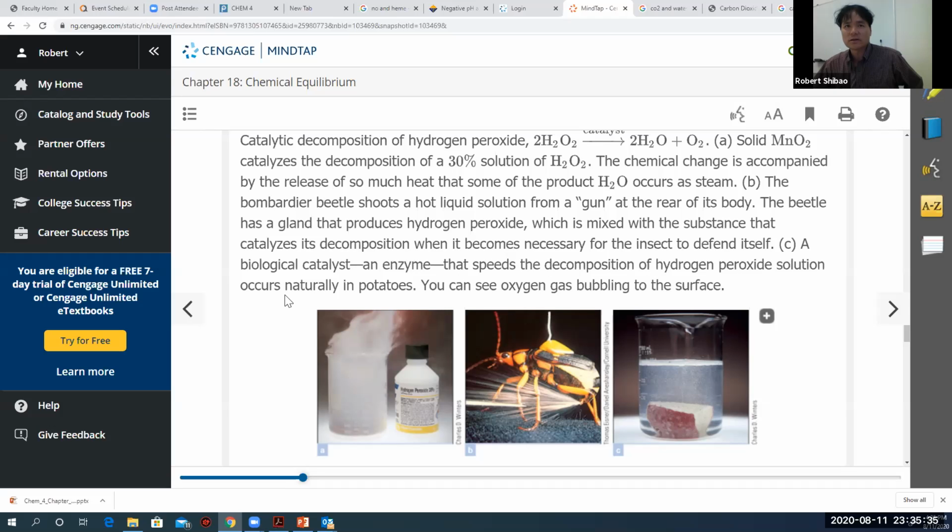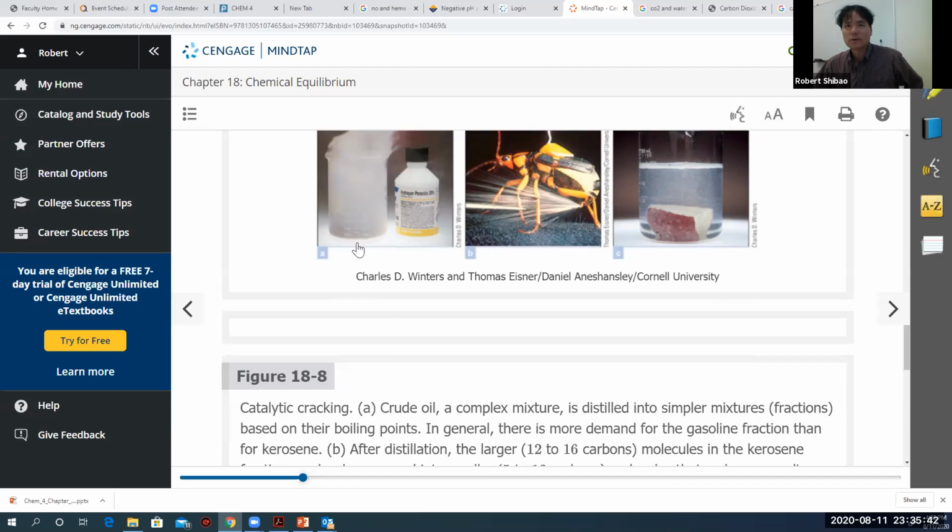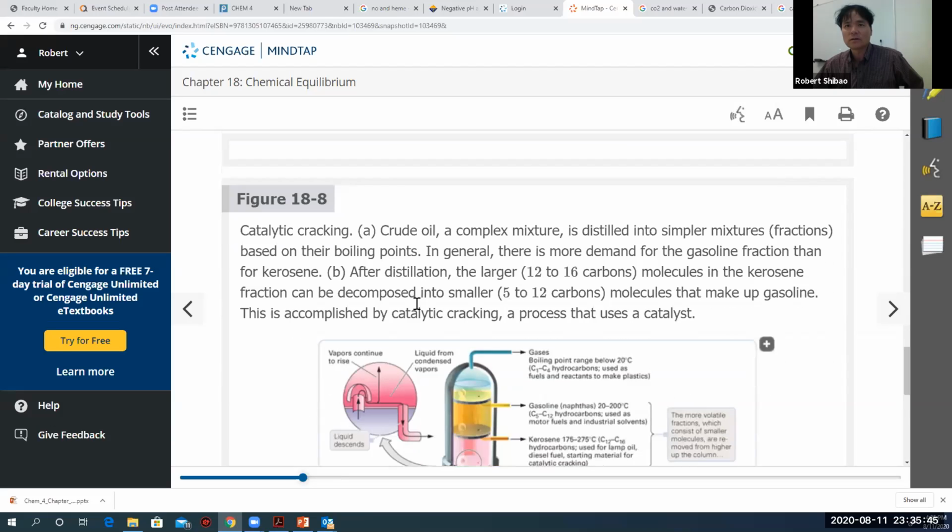The enzyme that decomposes hydrogen peroxide occurs naturally in potatoes. And so potatoes will speed up hydrogen peroxide decomposition as well. Hydrogen peroxide decomposes into oxygen and water.